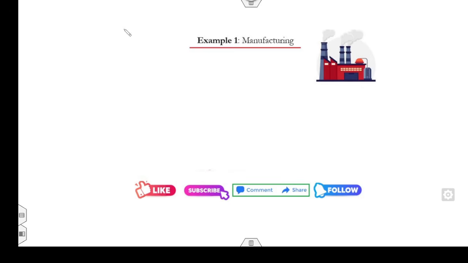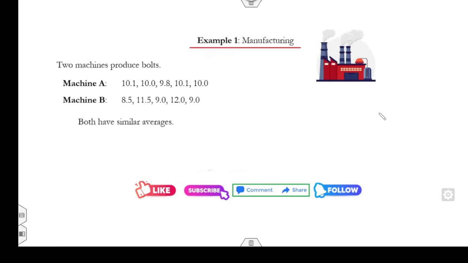Now, I will provide you a few real life examples of why dispersion is important in our day-to-day life. Fine. So if you are students of manufacturing or mechanical, physics, mathematics and so on, I will provide you various examples. So consider a manufacturing plant manufacturing two products, A and B. Fine. So two machines produce boards. Let's say they produce boards.